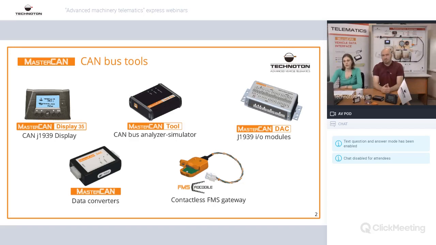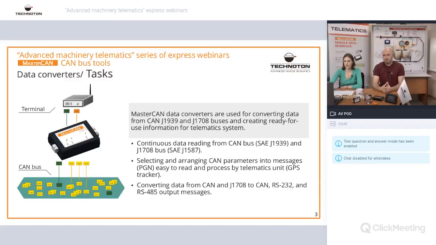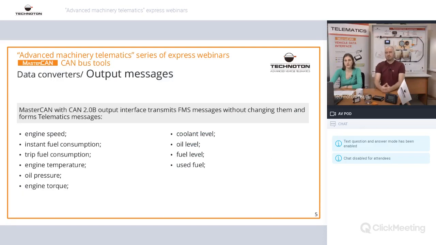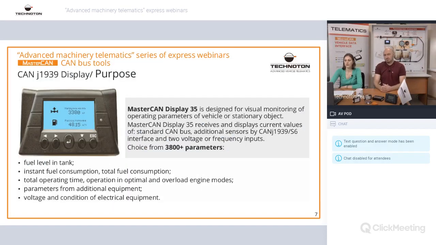And we are going further, and I will talk deeper about MasterCAN Display 35. This device is installed, as I mentioned, in the cabin of equipment or vehicle. We get data from fuel sensors and analog devices and display those data locally, where it's convenient for us. I like applications for display when we install it in the cabin of vessels or locomotives, and I will talk further about these applications.